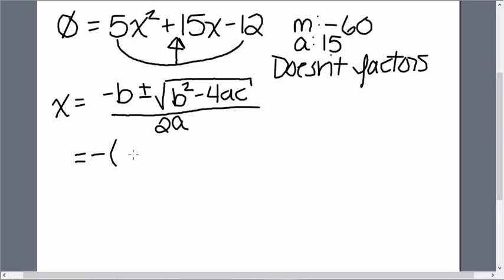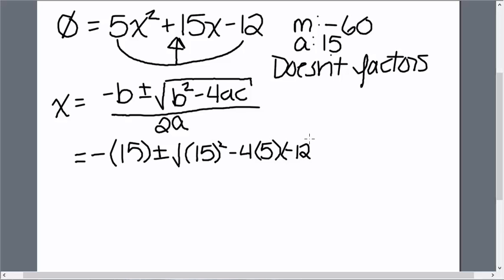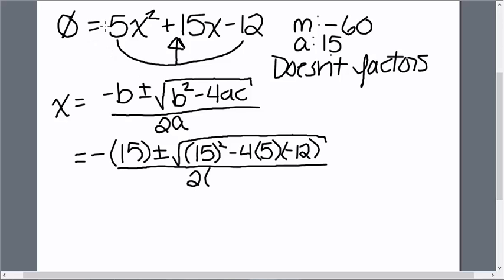So I've got negative b, and b is that 15, plus or minus the square root of 15 squared minus 4 times my a value, which is the 5, times my c value, which is the negative 12. Don't forget to take the negative with it. And the square root goes over all of that. And it's over top of 2 times a. Now a is that 5 out front.